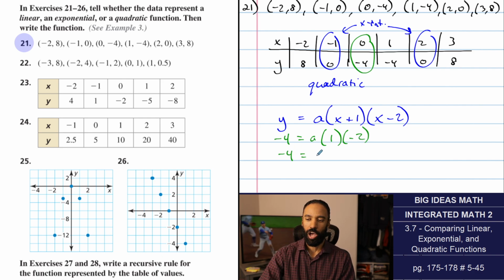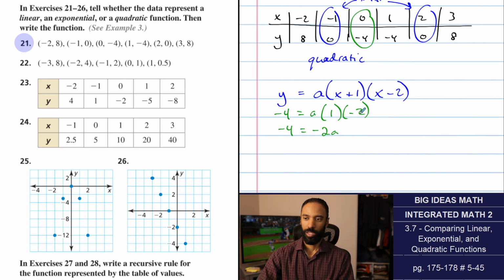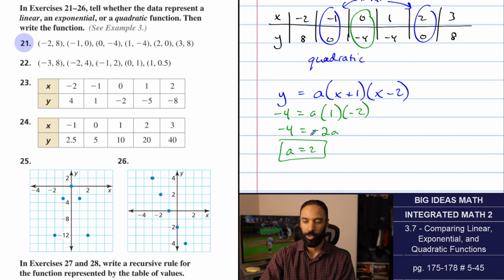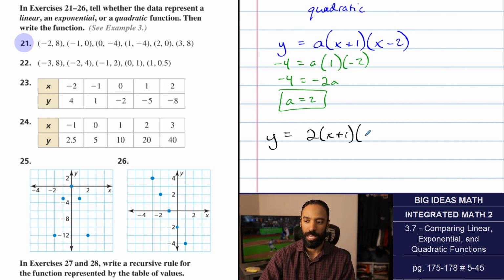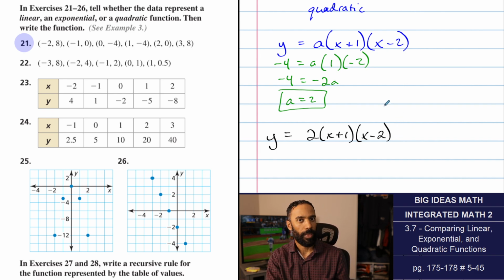And solve for a. Find the a value based off that. Negative 2 times 1 times a is this, and divide by negative 2, you get a equals 2. So our equation can be written in this factored form with these values here. We can say 2 times x plus 1 times x minus 2. That's one answer.